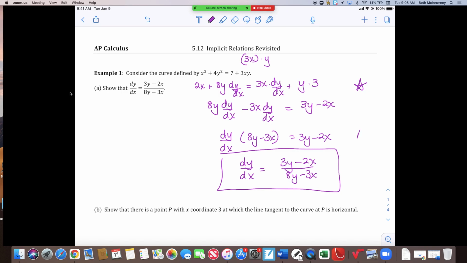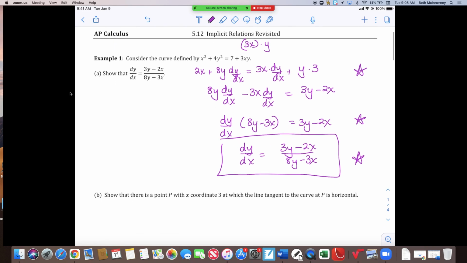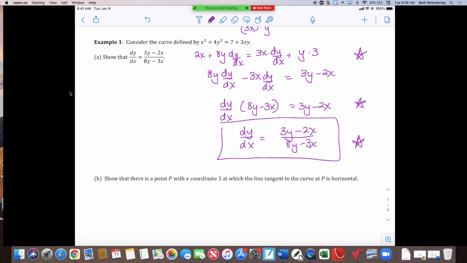My guess is this would probably be close to 3 points, and where I'm putting a star, those are where your point values are. These would be your minimum statements. All right, is this coming back to you, our implicit differentiation coming back? Okay, good.